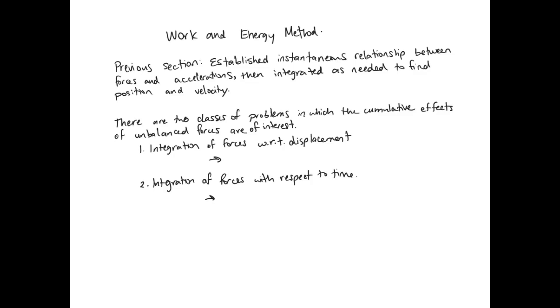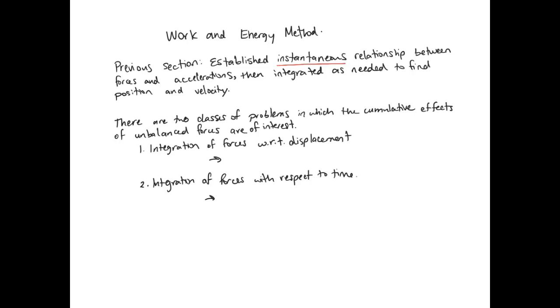Now we're going to move into a completely different way of solving some of these problems. So in the previous section, what we did was we established an instantaneous relationship between the forces and accelerations and then integrated as needed to find position and velocity. So by this, I mean we knew what the acceleration was for any moment in time. We knew then we could find out the velocity and the position for any moment of time. But there's certain problems where we don't need to know what those values are for every moment in time.